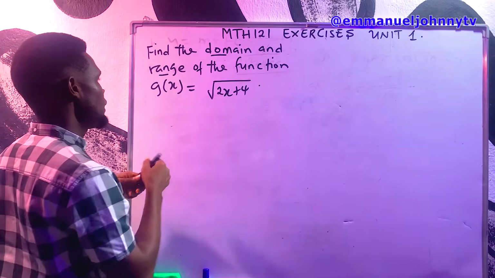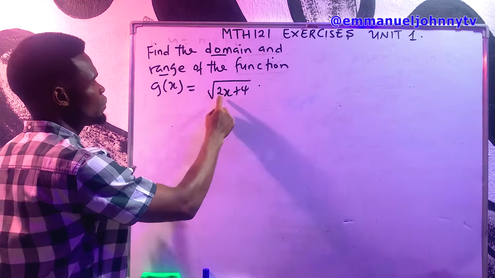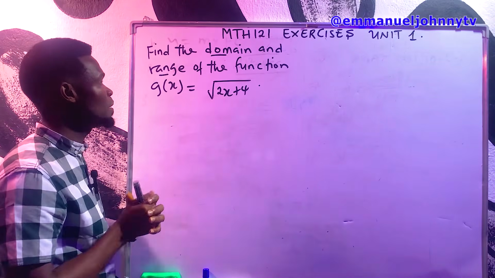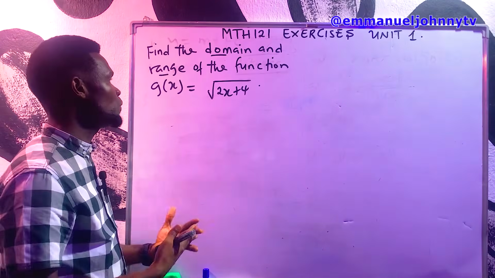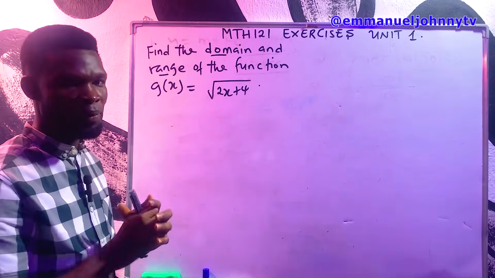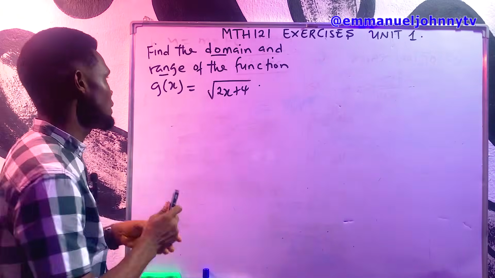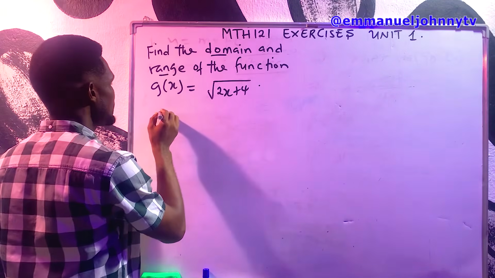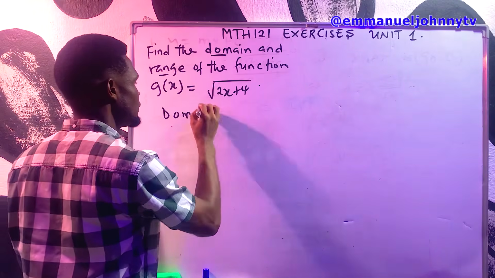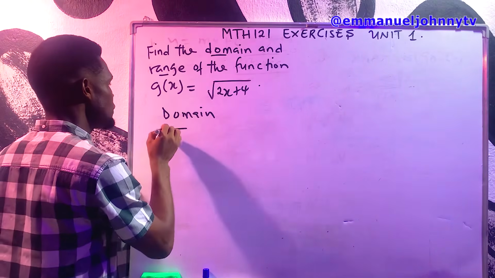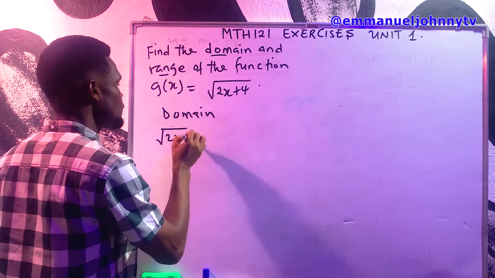Now this function here, g of x equals to root 2x plus 4, is actually a root function. There is a way to find the domain and the range of a root function. This is it. I have to find the domain. Now the function is root 2x plus 4.